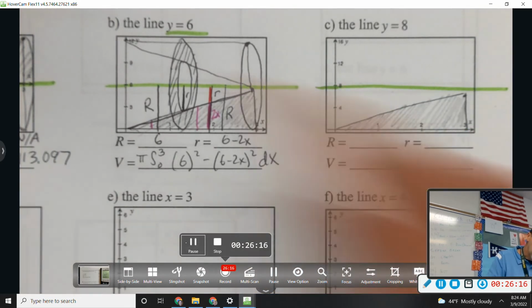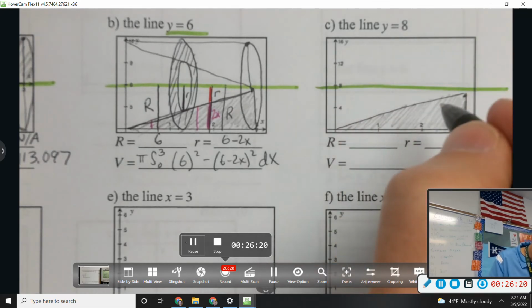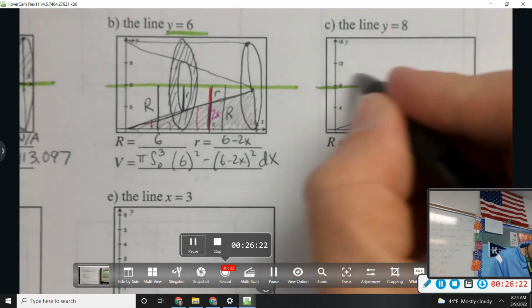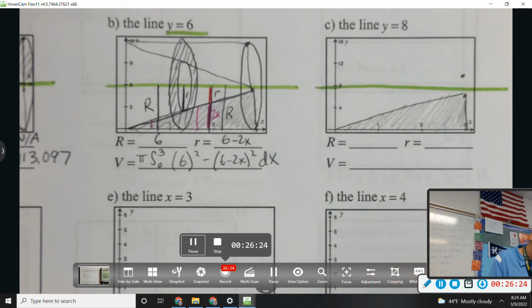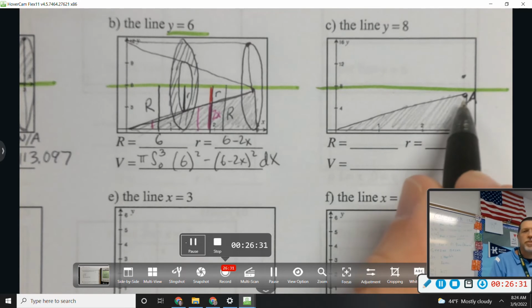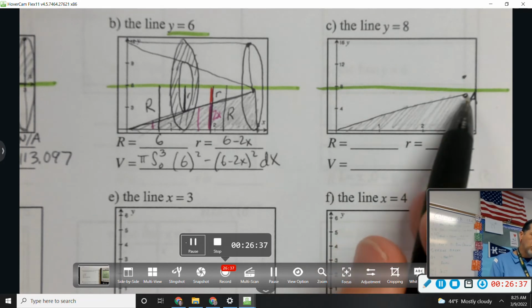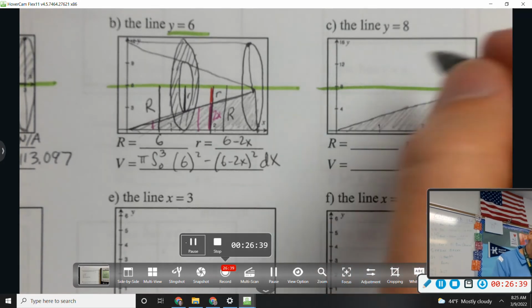Y equals 8. Now when I flip it, or when I rotate it, where's this point going to land? That point A. Kind of drew it already. It's not on the axis. In fact, it's 2 below the axis, so it needs to flip to 2 above the axis.